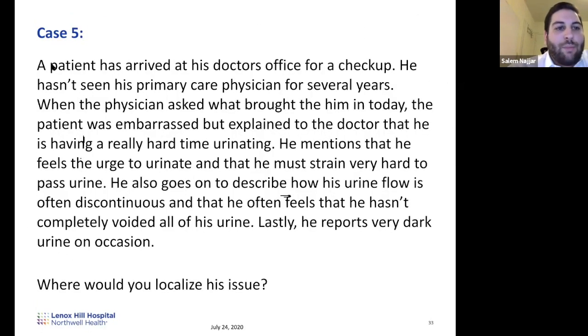So the last case is a patient who has arrived at his doctor's office for a checkup. He hasn't seen his primary care physician for several years. When the physician asked what brought him in today, the patient was embarrassed, but explained that he's having a really hard time urinating. He mentioned that he feels the urge to urinate and that he must strain very hard to pass urine. He also describes how his urine flow is often discontinuous and that he often feels that he hasn't completely voided all of his urine. Lastly, he reports very dark urine on occasion.